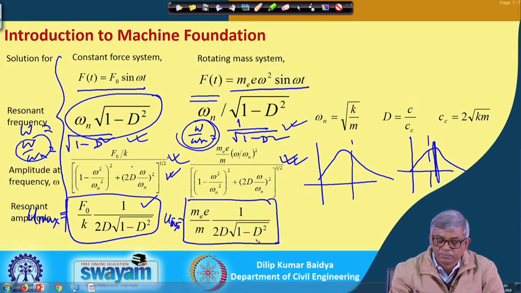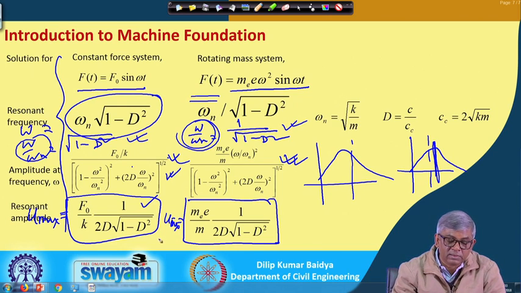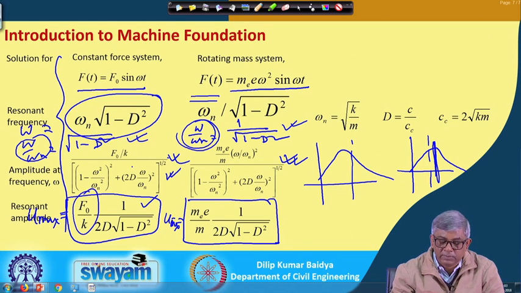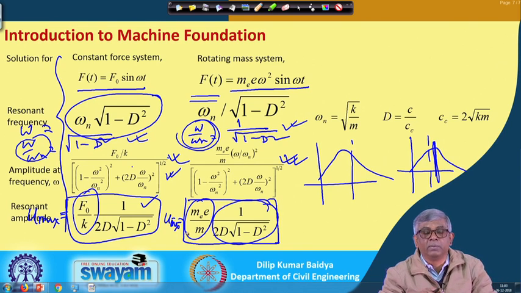Okay. So, that means, if I want to find out resonant amplitude directly, if I know the damping, I will calculate this one and then multiply it by f naught by k, I will get resonant amplitude. Similarly, for rotating mass system, if I know the damping, then I will estimate this one, then I will multiply by this one, then I will get the resonance amplitude. So, this table actually one has to remember.